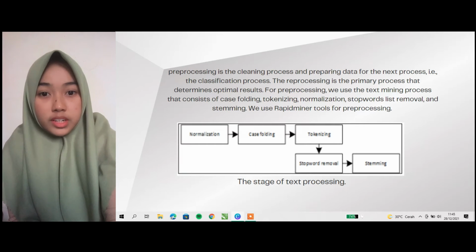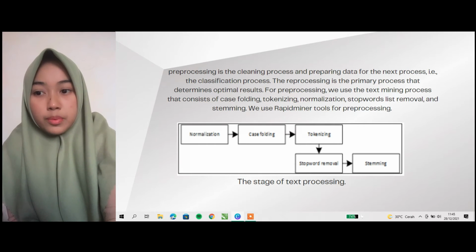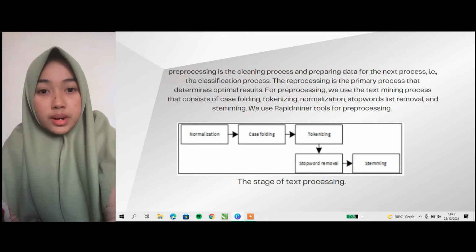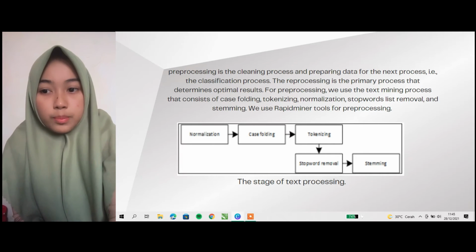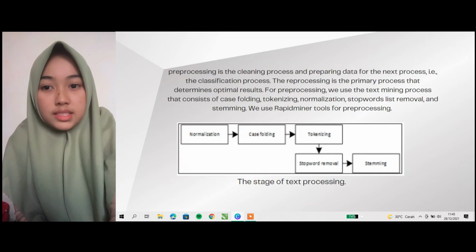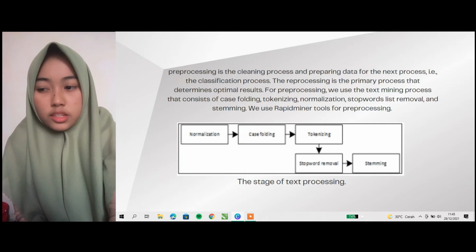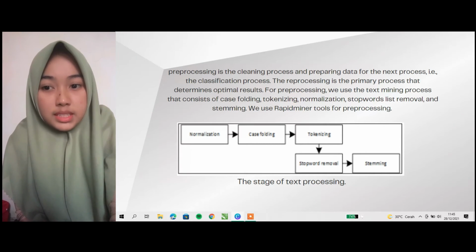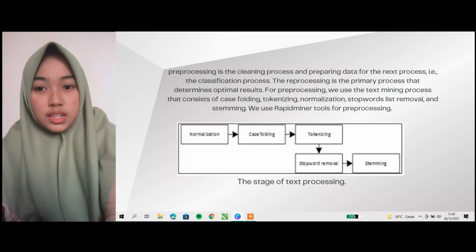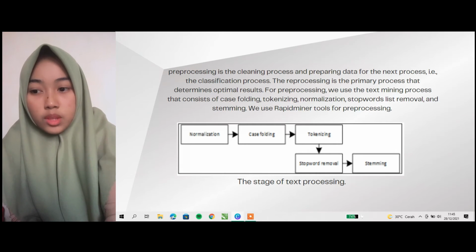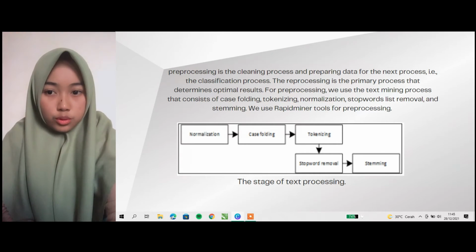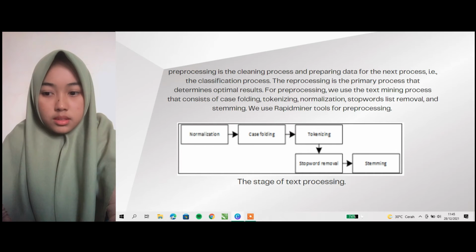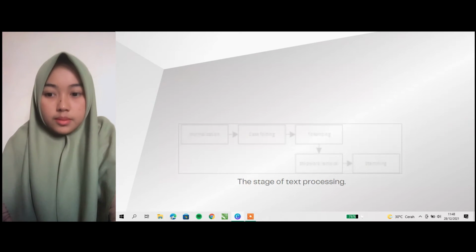For example, the classification process. Preprocessing is the primary process that determines the optimal result. For preprocessing, we use the text mining process that consists of case folding, tokenizing, normalization, stop words list removal, and stemming. We use the RapidMiner tool for the preprocessing stage.